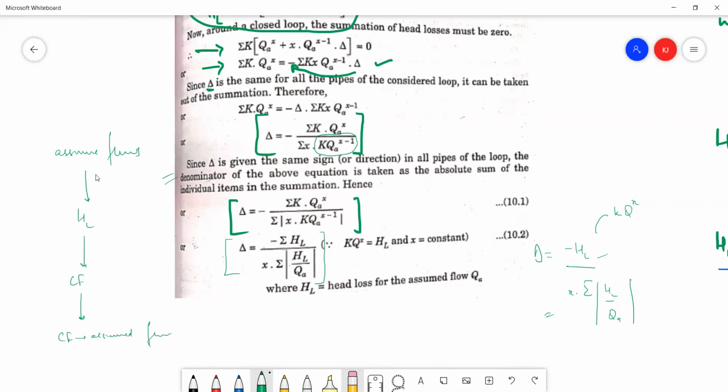You get the correction factor, you get the corrected flow. If that correction factor is very small as compared to the assumed flow, then the numerical is solved. If not, then the numerical continues with the next iteration. We do this particular chain of events for all the loops, and we will be seeing this in the numerical following.